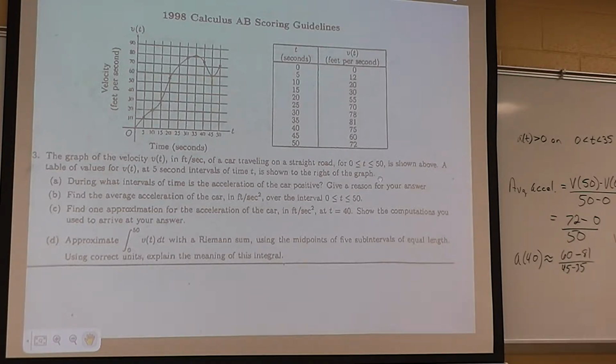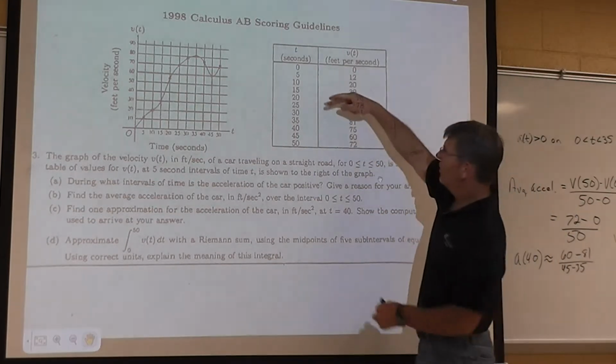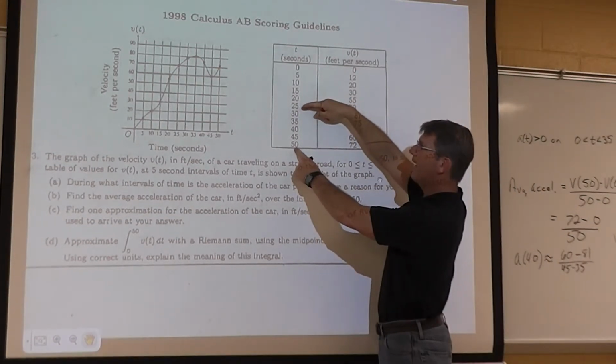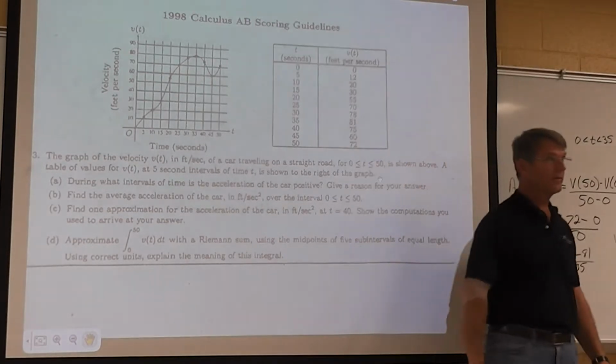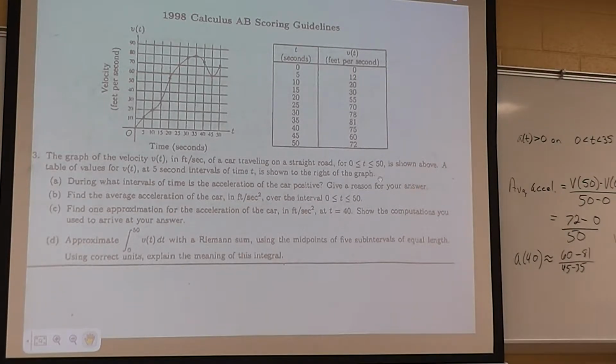Now it says show one approximation. This is one. As Megan pointed out, I could go from 25 to 50. That could be an approximation for 40. I think what we've done is the best one, though. Okay? And that's the one I want you to do.